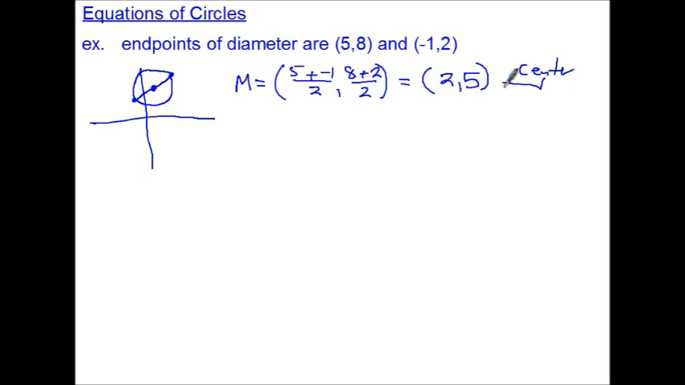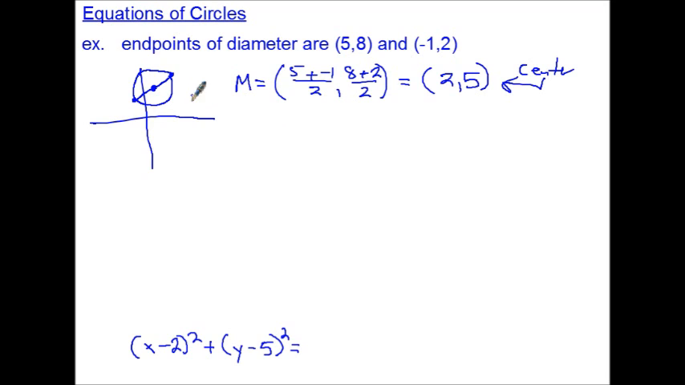And realistically, as soon as I know that, I know the equation of my circle. Let me come down here in the lower left and write this. It's going to be (x minus 2) squared plus (y minus 5) squared equals the radius squared. So really, I just have to fill in one number after I've done the midpoint formula. Unfortunately, getting that one number is going to take more work than what we've done so far.